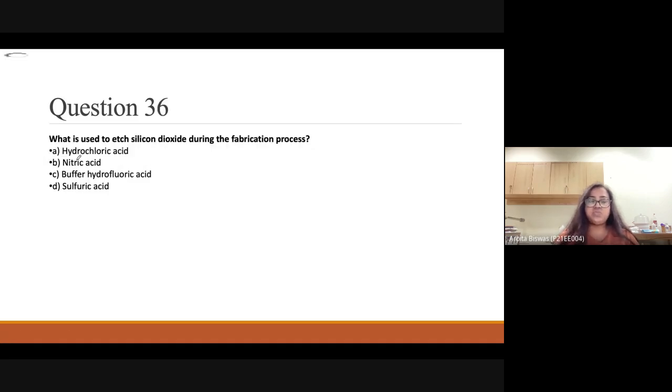Okay. So next, moving to question number 36. What is used to etch the silicon dioxide during the fabrication process? So first is hydrochloric acid, second is nitric acid, the third option is buffered hydrofluoric acid, and the fourth option is sulfuric acid. So which one is the right answer? The right answer is BHF, the buffered hydrofluoric acid.